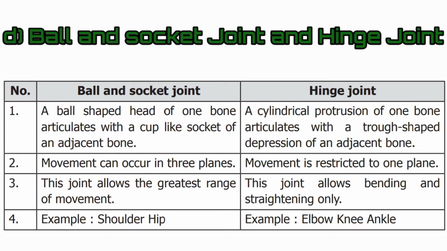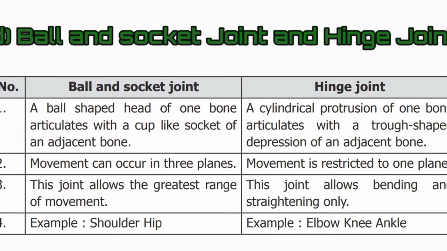Ball and socket joint, this joint allows the greatest range of movement. Hinge joint, this joint allows bending and straightening only. Ball and socket joint, example shoulder, hip. Hinge joint, elbow, knee, ankle.